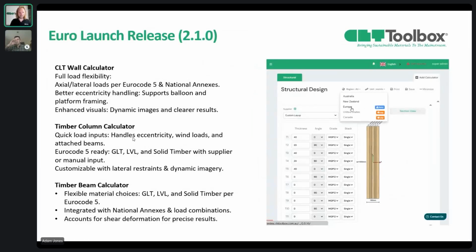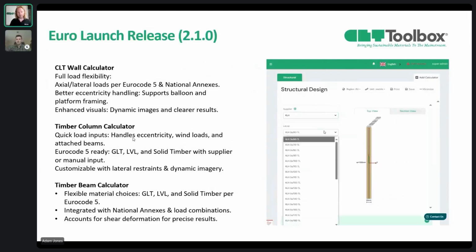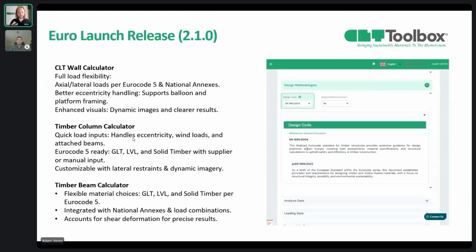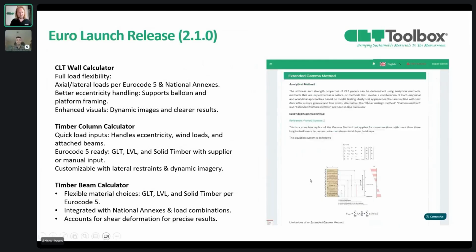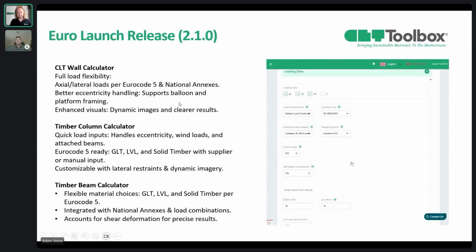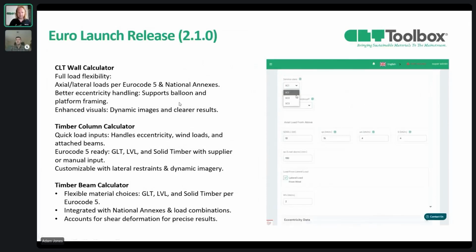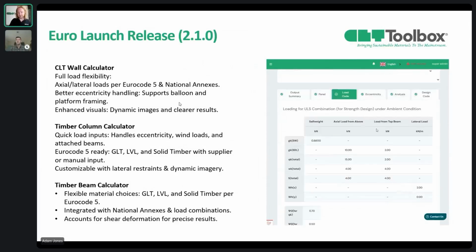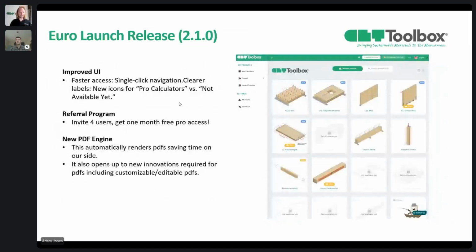And just recently, we have been building a lot of software for a while now, and the thing we were waiting for was this Euro launch release, which meant our wall, column, beam calculator is updated with national annexes and is up to scratch basically with what you'd expect. And also with that, a new UI, a new referral program and a new PDF engine. In the short term, it'll be a step backwards from a design point of view for the PDF, but it means in the next month or two we can start doing customizable PDFs and things like that, which you'll see on the platform.